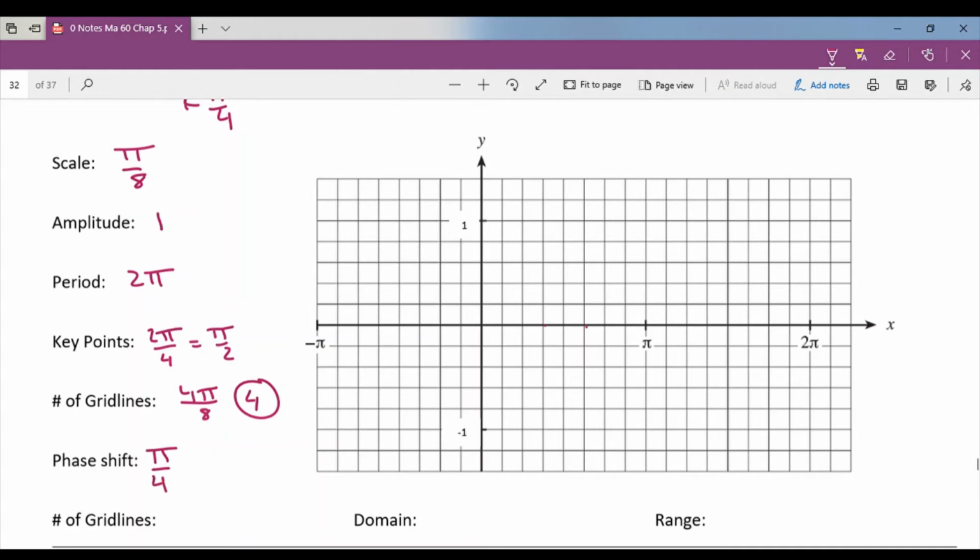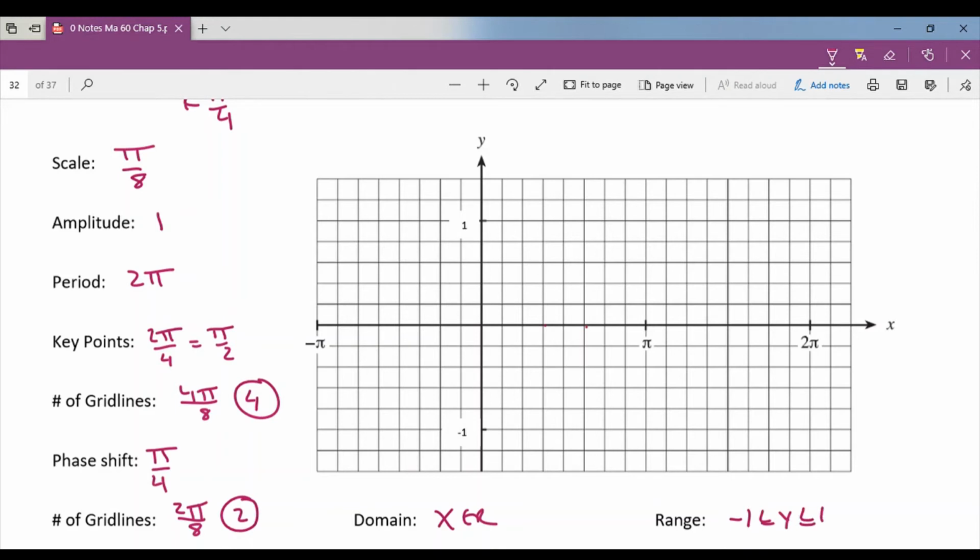And again, if we want to know how many grid lines, we have to give it a denominator of 8. And so it's going to be 2 pi by 8. So it's going to phase shift right 2 grid lines. And then your domain, nothing's going to affect it, so x is all real numbers, and the range is -1 to 1.